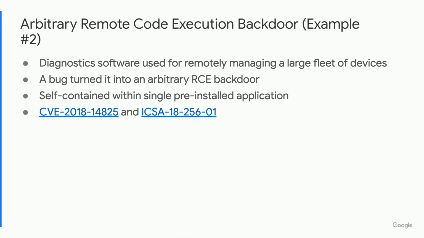Now we have another example of arbitrary remote code execution. And this one looked very, very different than the first one because it was self-contained wholly within a single pre-installed application. The purpose of it was to be diagnostic software used for remotely managing a large fleet of devices. So this was not actually the normal user Android handheld, like a mobile phone for users. It was used in enterprise, factory, and industrial control system environments. And that's why as soon as we reported it to the OEM, they filed for a CVE, and then there was an ICS advisory from US CERT that went out.